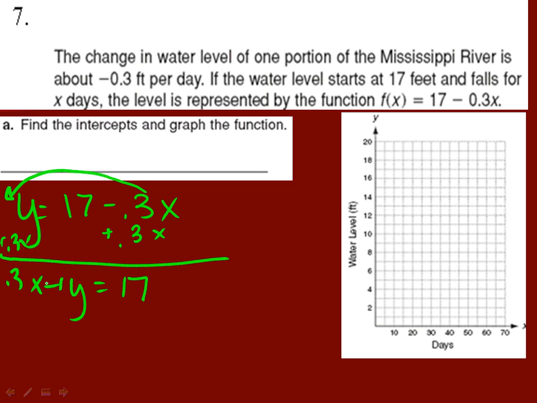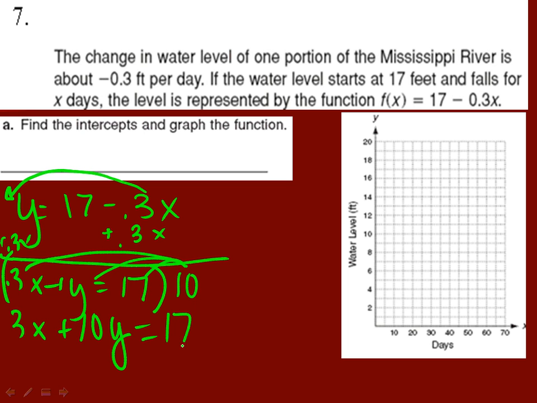But now I can't have this 0.3. If I multiply everybody by 10, now I get 3x plus 10y. Somebody asked me a minute ago, where'd you get the 10? You have to multiply the 10 by everything. So that's 170.